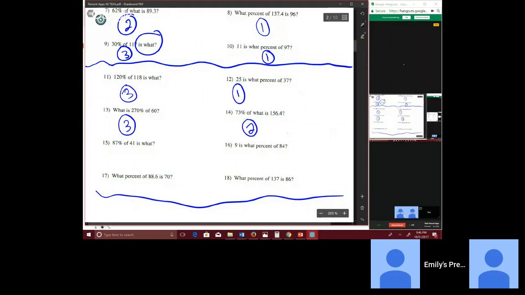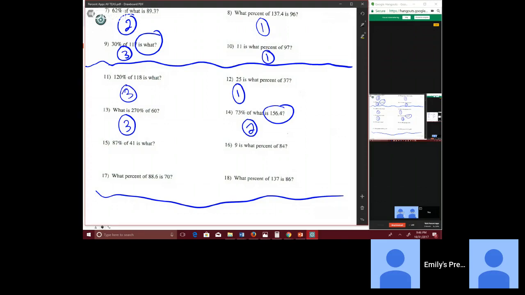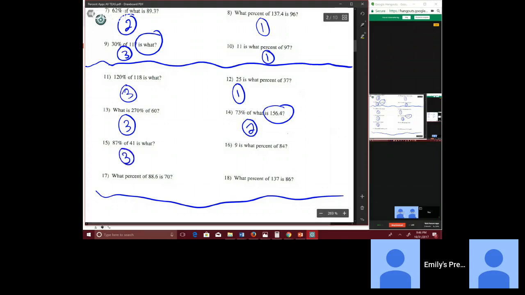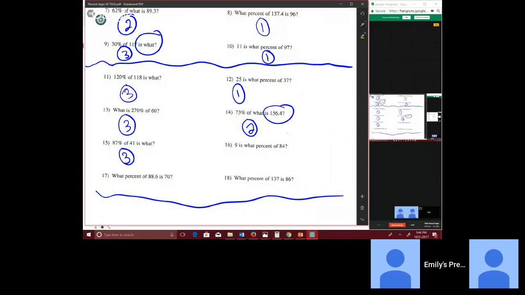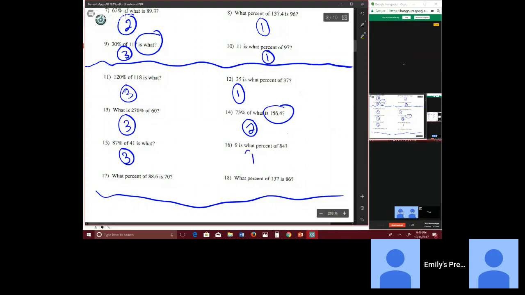Number 14 is a 2. It says that 73% of something is 156.4. Number 15 is a 3. 87% of 41 is what? So you're taking 87% of 41. The last 3 are all scenario 1.